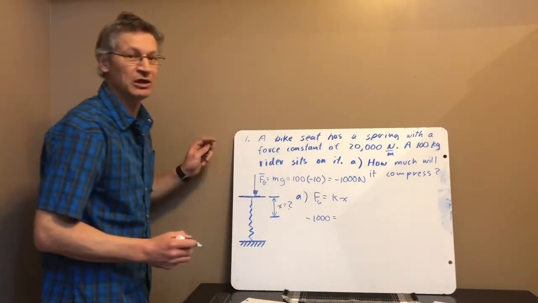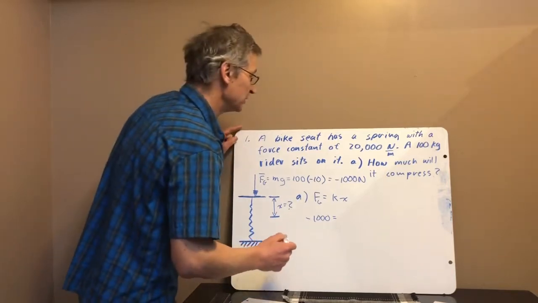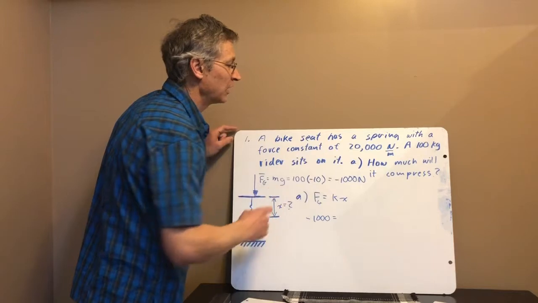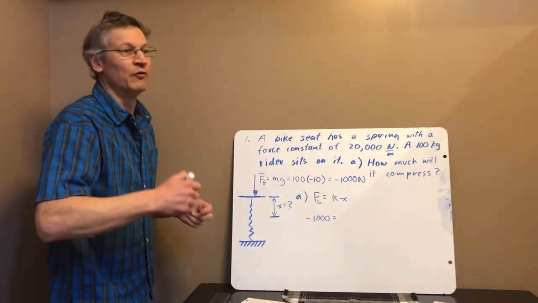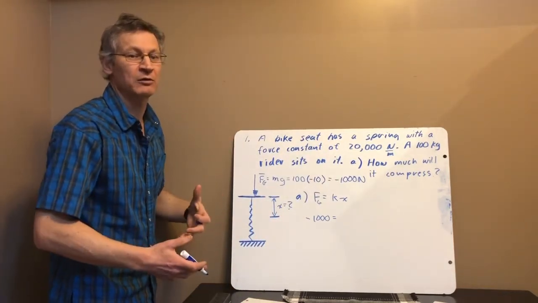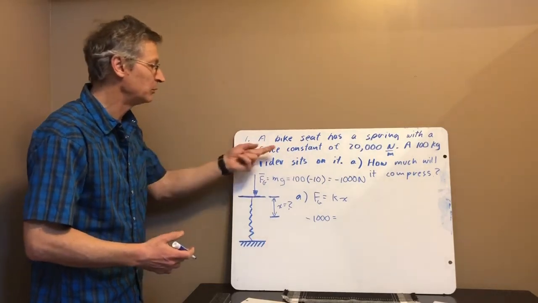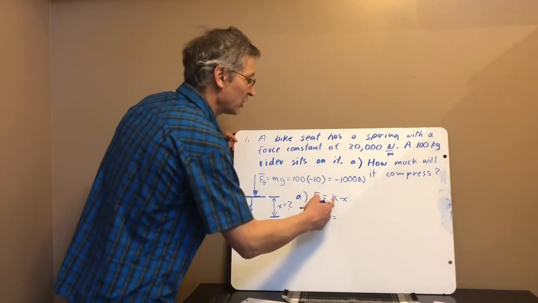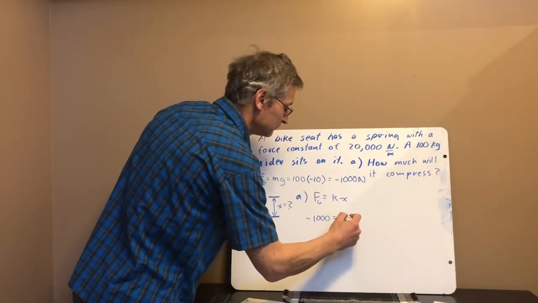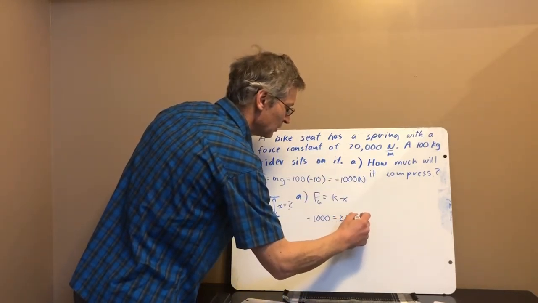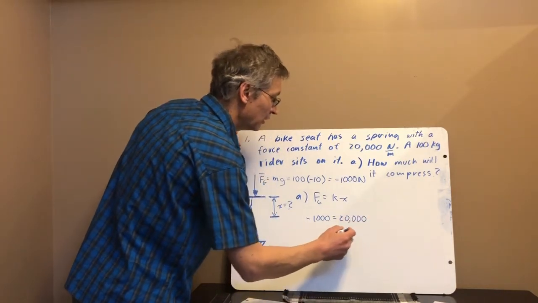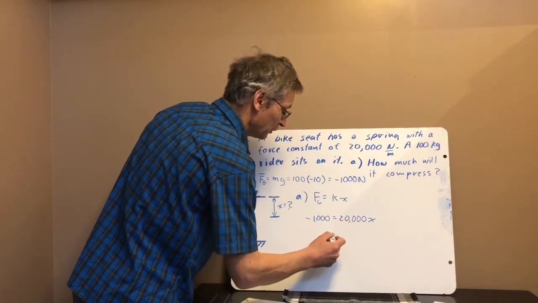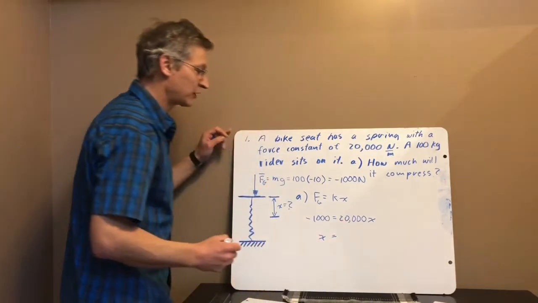And that's going to be equal to k, which is, what do we got here? Well, it tells us the force constant of the spring is 20,000 newtons per meter. Force constant, spring constant, same thing. Some people use the term force constant instead of spring constant, big deal. Our k value is 20,000 newtons per meter, and we want to figure out what x is.